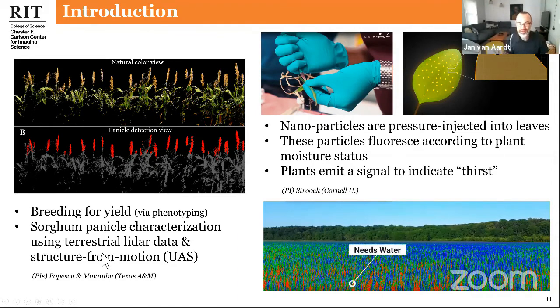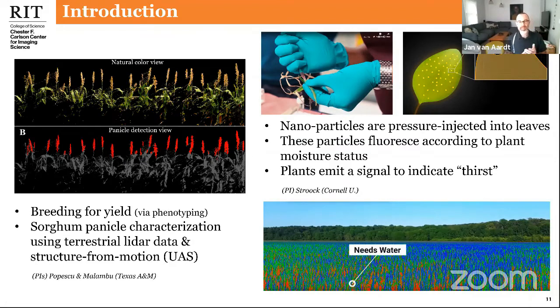Same reason you and I have 2 eyes, right? So we can see 3D. So Sorin and his team are using LiDAR data as well as structure from motion, which is much cheaper to collect than LiDAR data, to look at sorghum and panicles and to identify the larger panicles for breeding purposes and harvesting purposes.